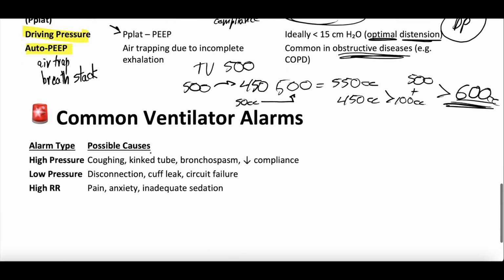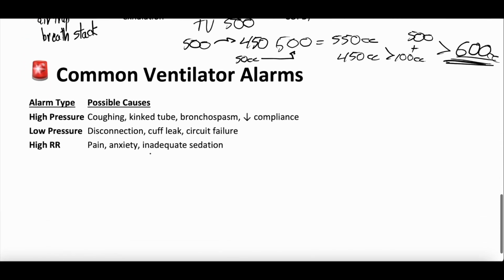Let us know if you have questions. And then last but not least is common ventilator alarms. The three to think about are high pressure, low pressure, and high respiratory rate. Again, these are the basic, foundational alarms. There are tons more, which we'll talk about in a future video. The high pressure alarm is essentially related to that peak pressure. The ventilator is saying, hey, every time I'm trying to push this breath in, it is creating such a high pressure, I'm worried.